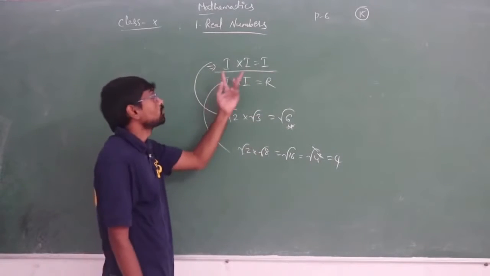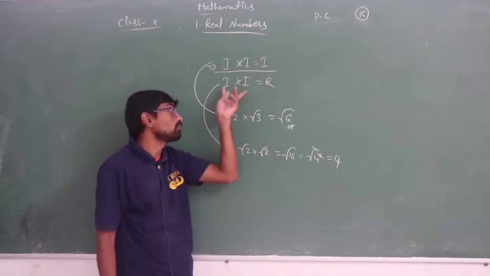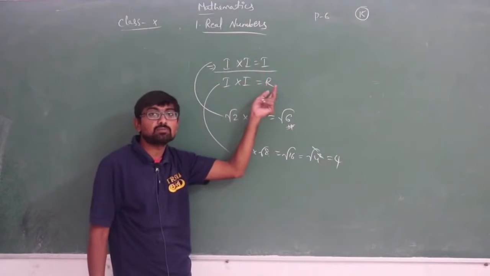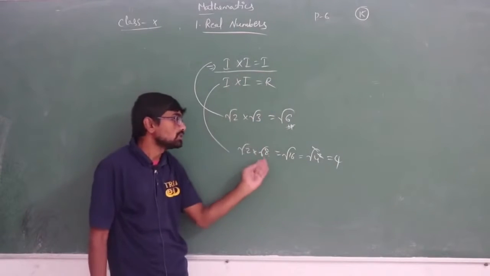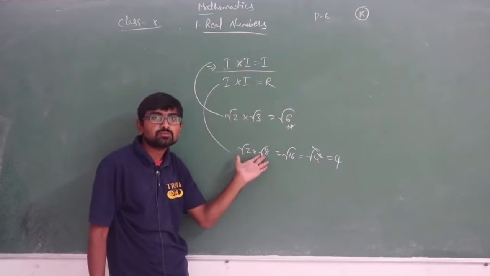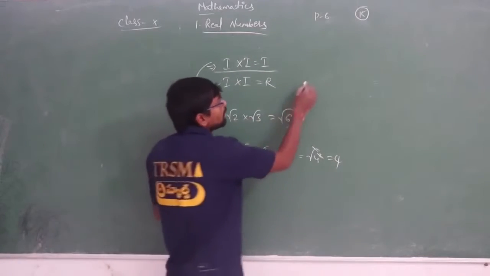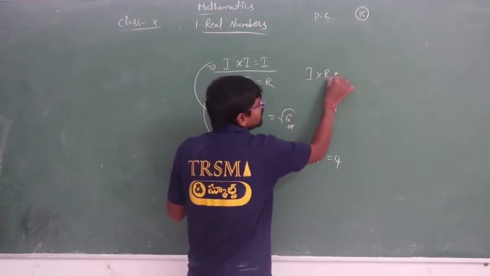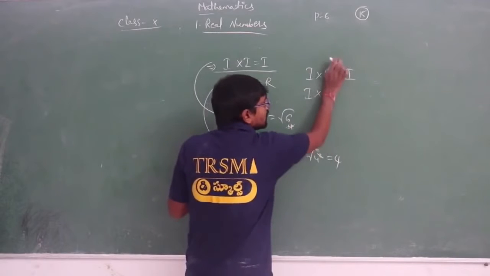Is it possible? Product of two irrationals is irrational. Is it possible? Yes, absolutely. Here, product of two irrationals is rational. Is it possible? Yes, absolutely. Of course, it is possible. How? These are the examples, isn't it?